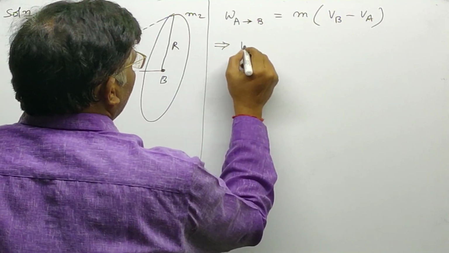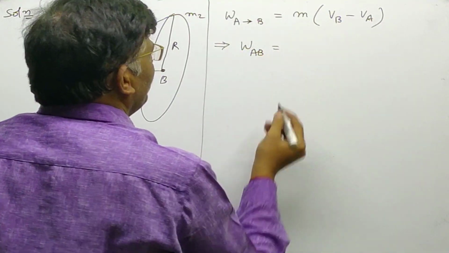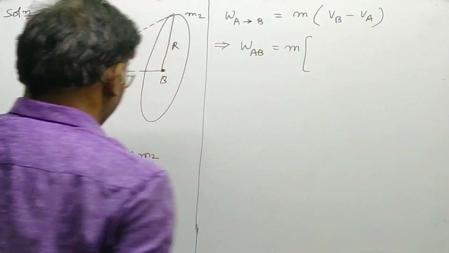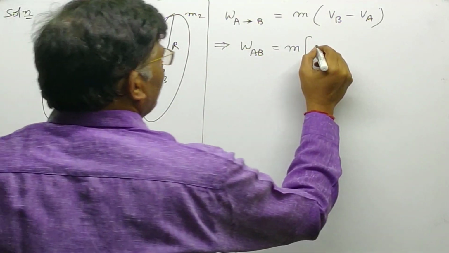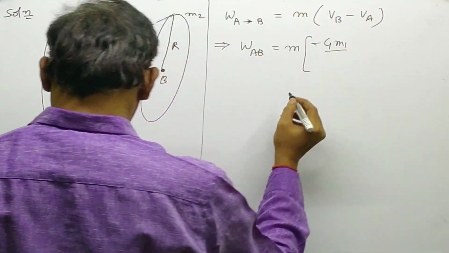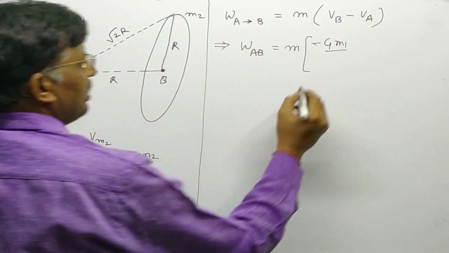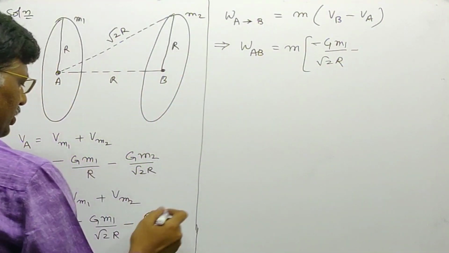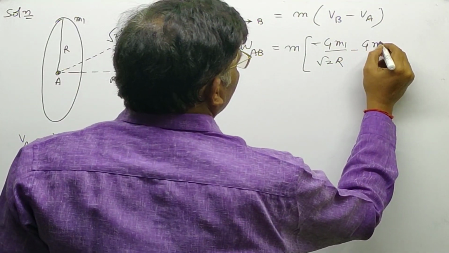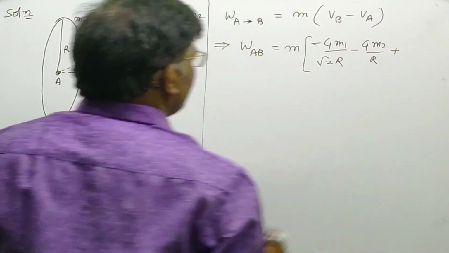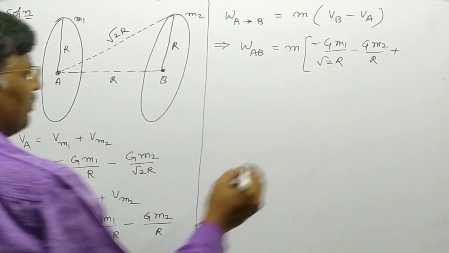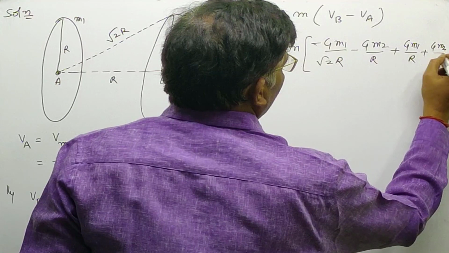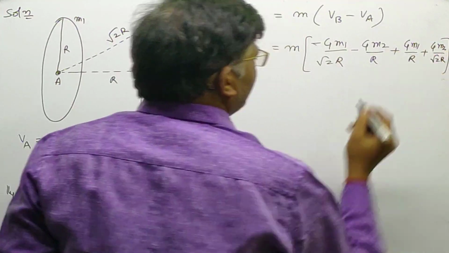So that implies W_AB, the work done in moving a mass m from A to B, is m into (V_B minus V_A). V_B is minus GM1 by root 2 R minus GM2 by R, and V_A is minus GM1 by R plus minus GM2 by root 2 R.